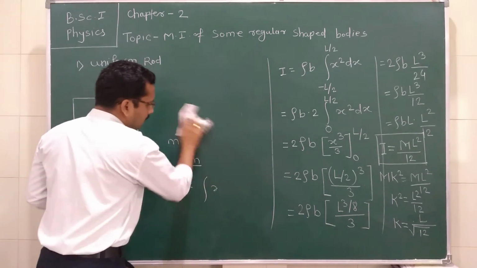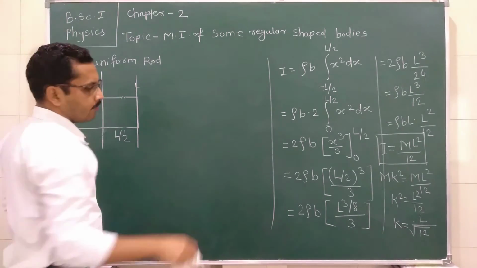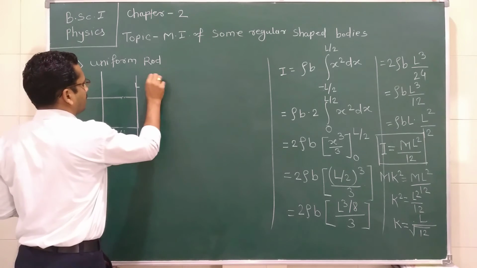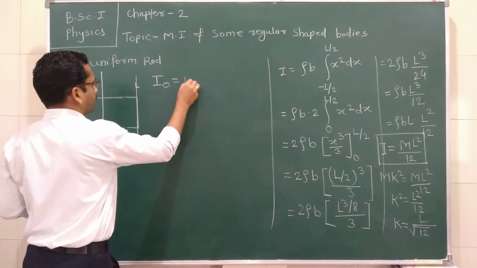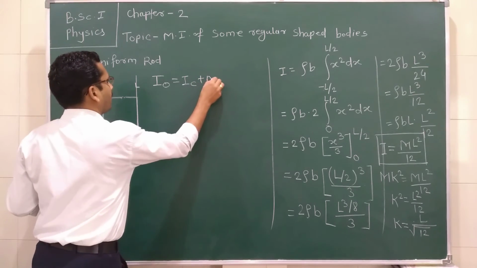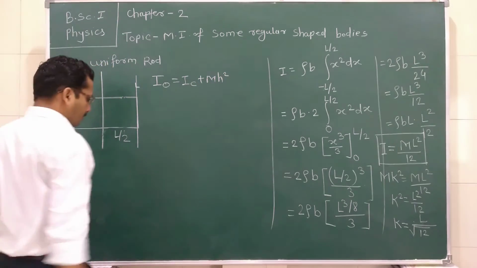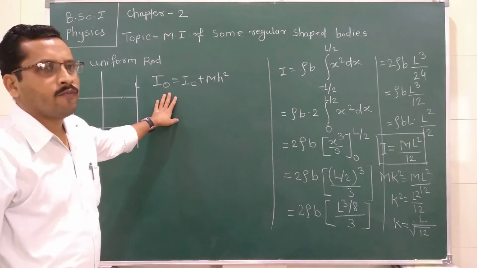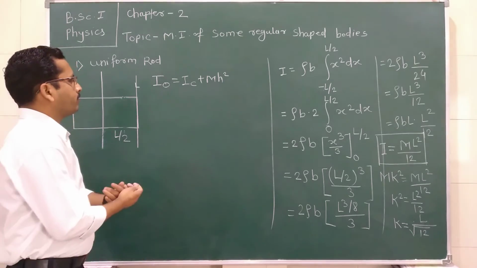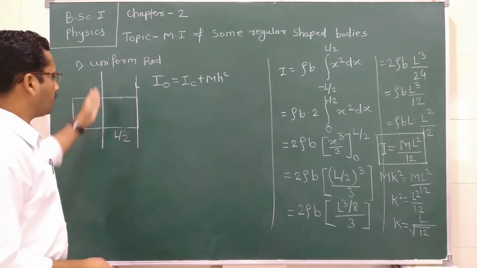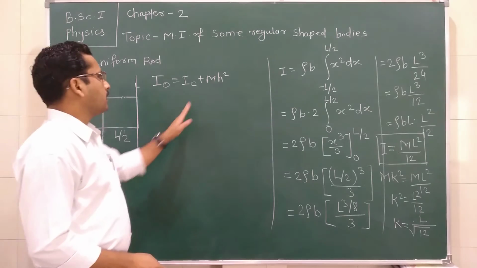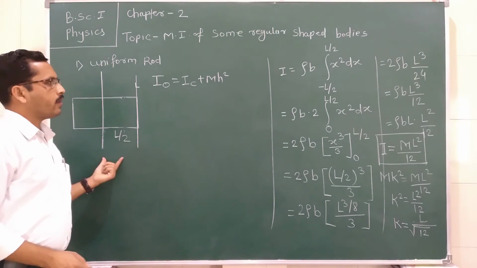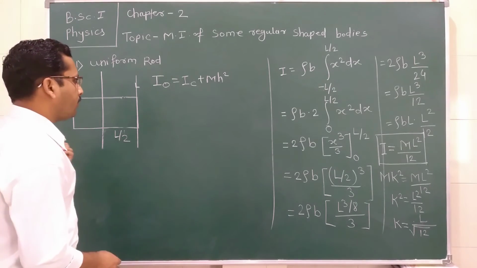So this is how we can find the moment of inertia. According to the parallel axis theorem, I0 is equal to IC plus mh square, where I0 is the moment of inertia about the axis which has to be determined, IC is the moment of inertia about the center of mass, and h is the distance between the two parallel axes. So we have all of these terms, so we can find the moment of inertia here.